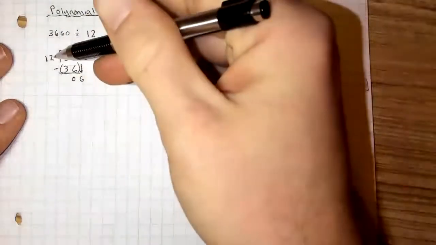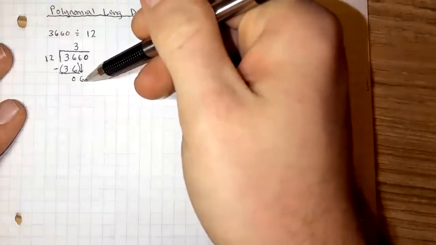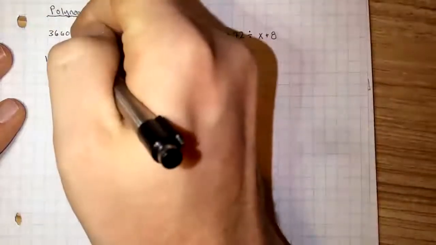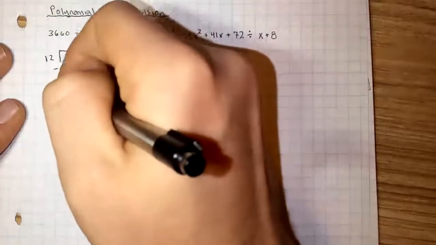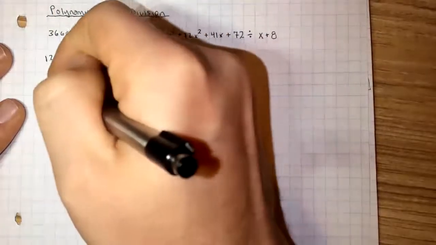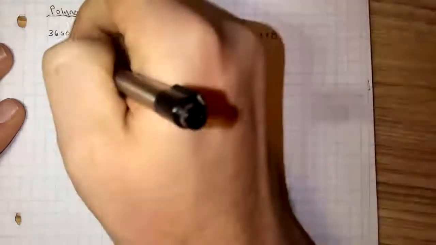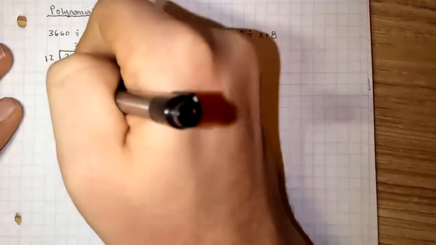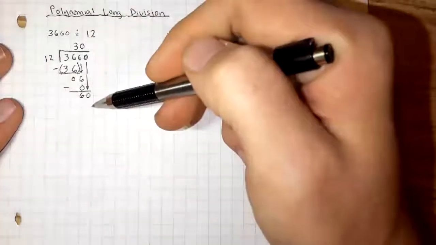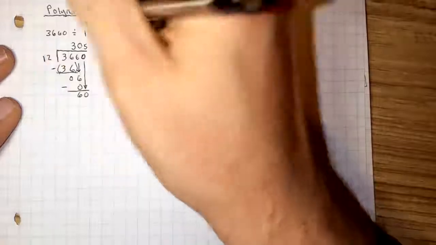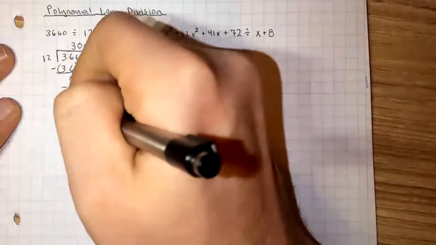And for this, well, 12 doesn't go into 6. 12 goes into 6 essentially 0 times. And then 0 times 12 is 0. Once again, we need to subtract. 6 minus 0 is going to give you 6, and then we have to drop this 0 down. Now, how many times does 12 go into 60? That goes into 60 exactly 5 times. 5 times 12 is 60, and then we subtract.